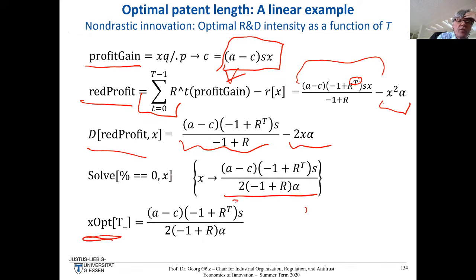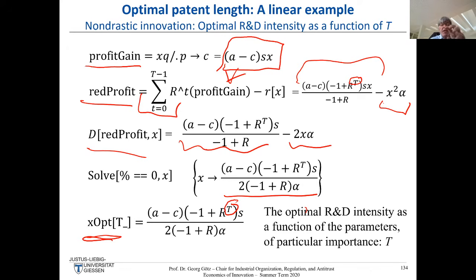And the most interesting point now is this T, of course. How does the T affect X optimal? That's what is also written here: the optimal R&D intensity as a function of all the parameters A, C, S, and of course also of T, the patent length. What you see is that this would be written as 1 minus R^T if we do this minus 1 thing. And you see if T increases, the R^T gets smaller, I subtract less, and the optimal X increases.